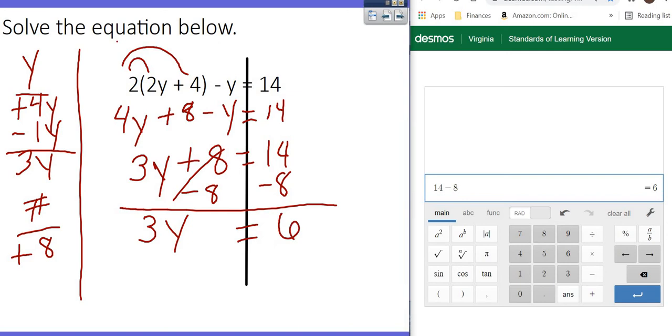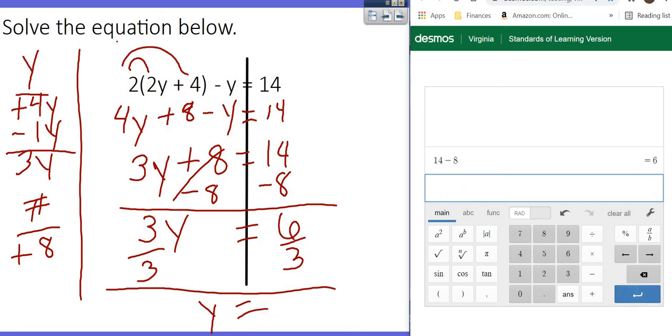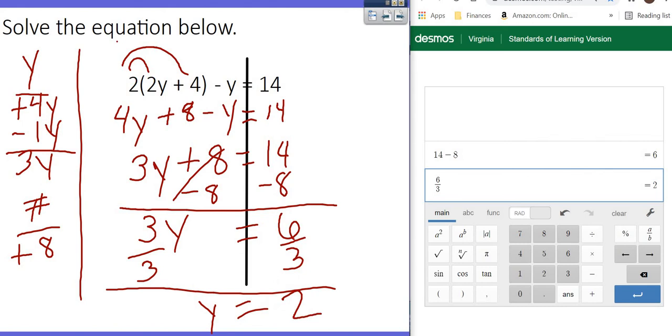So I've got 3y. They are fighting and we have to break them up. The only way you break them up is by dividing. So that gives you y equals, and I'm going to be good and use my calculator, 6 divided by 3 is 2.